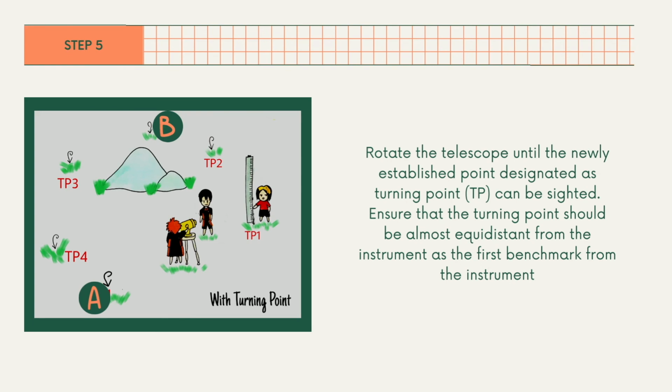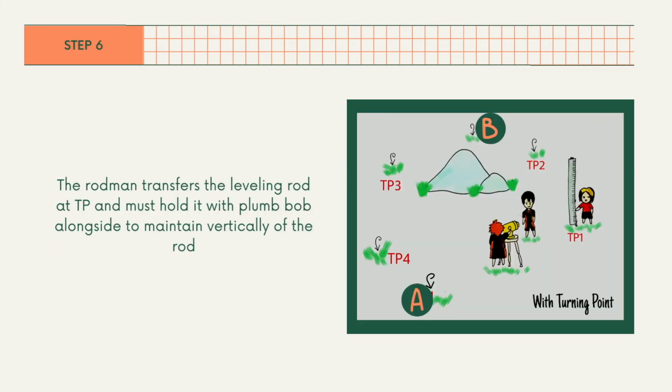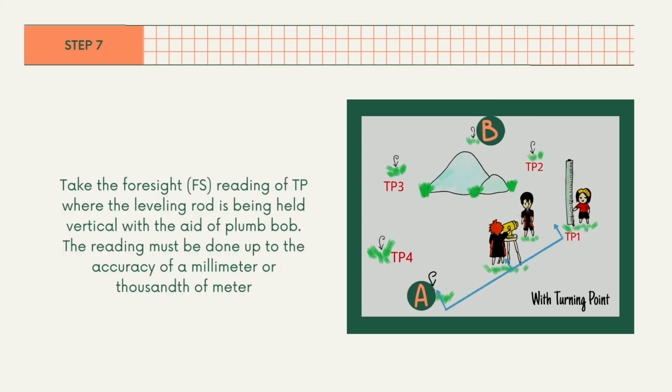Rotate the telescope until the newly established point designated as turning point can be sighted. Ensure the turning point is almost equidistant from the instrument as the first benchmark is from the instrument. The rodman transfers the leveling rod to TP and must hold it with the plumb bob alongside to maintain verticality of the rod. Take the foresight reading of TP where the leveling rod is being held vertical with the aid of a plumb bob. The reading must be done up to the accuracy of a millimeter or thousandth of a meter.